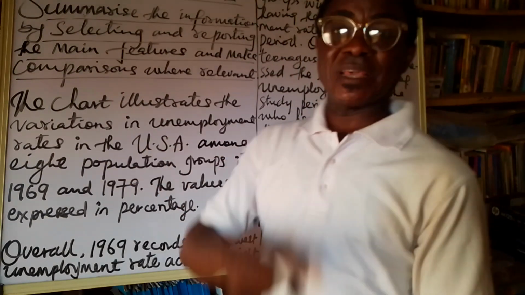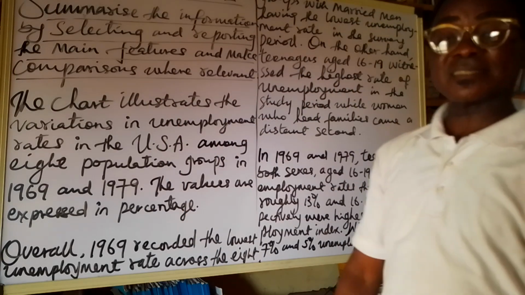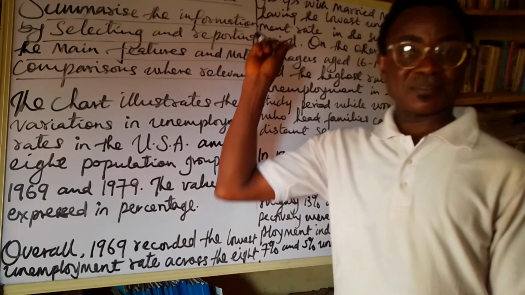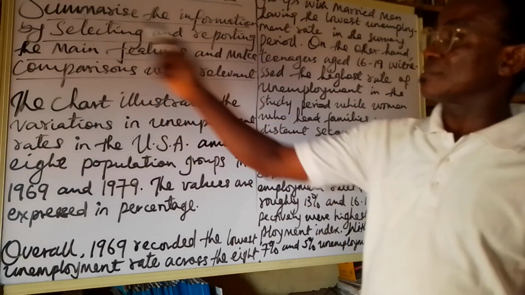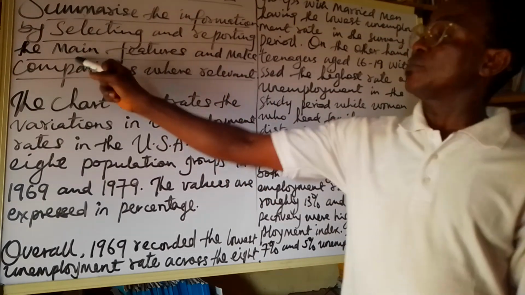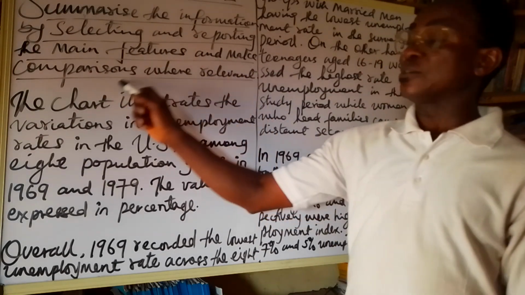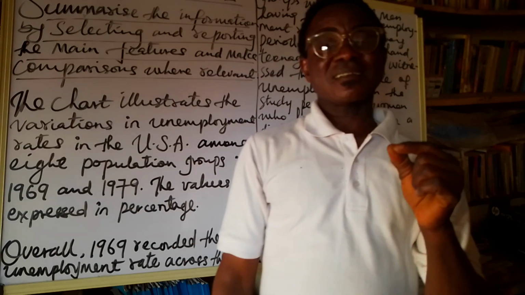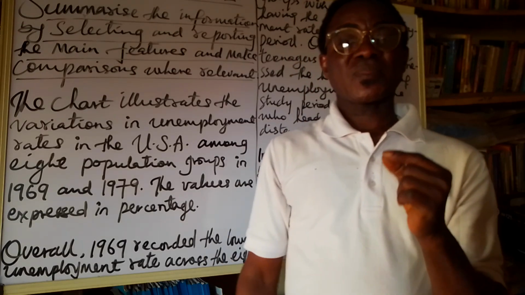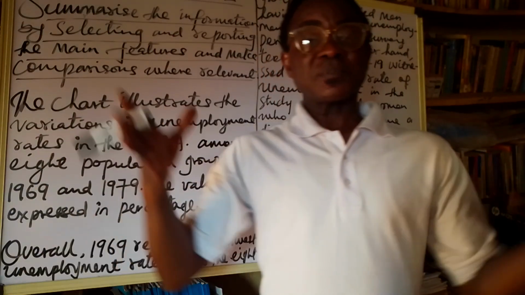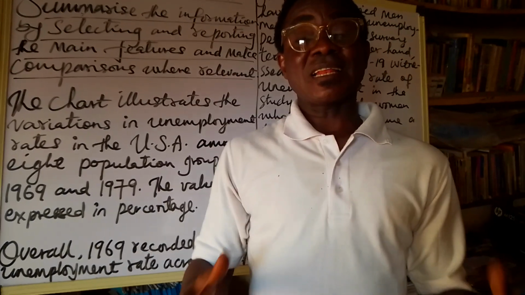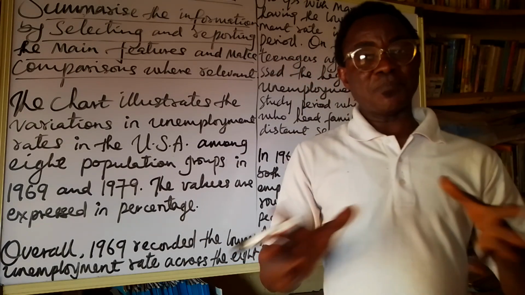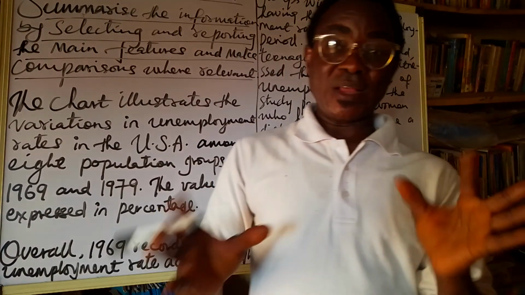Let's first of all begin with our question or the task we have to do. It says, IELTS Writing Task 1. Summarize the information by selecting and reporting the main features and make comparisons where relevant. That means our task is to select the main features of the bar charts. Select the main features and report them, and then be able to compare values and make comparison where this is relevant.